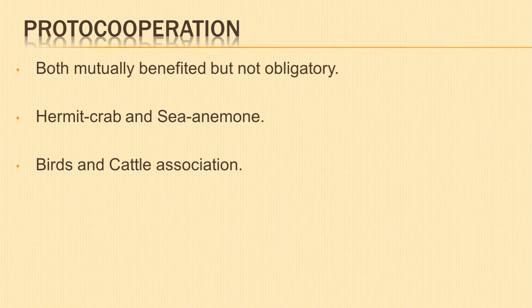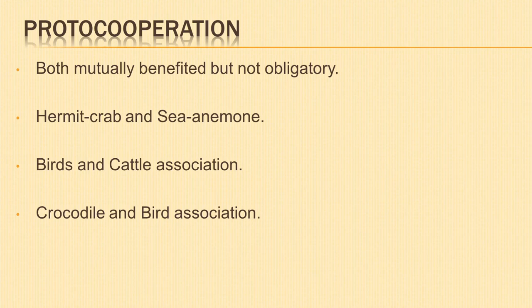Some birds sit on the cattle and feed on the parasites like lice and ticks present on the cattle's body. The bird gets food and the cattle gets rid of the parasites. Both are benefited but can also survive independently. Another example is the association of crocodile and bird. When the mouth of the crocodile is open, the bird enters it and feeds on the parasitic leeches. So, the bird gets food while the crocodile gets relieved of the blood-sucking parasite. Both can live well separately too.